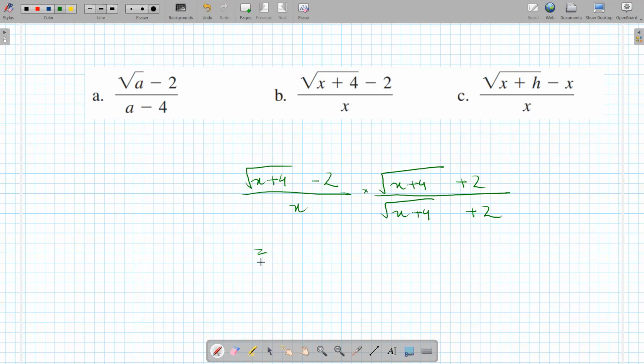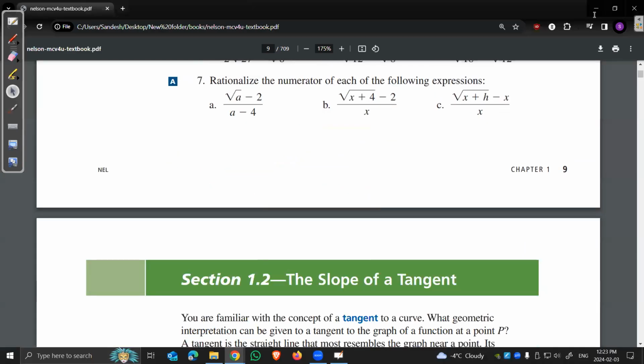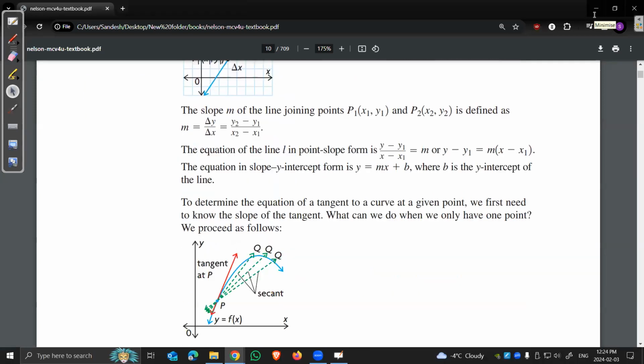X plus 4 minus 4. Yes, that's right. So you just get an x, and on the bottom you just have one term multiplying with two terms. So you'll just get this, and you're done. C is the exact same thing. For C, you would get x plus h minus x squared on the top, and on the bottom, again, if you multiplied it, you'll get something like this. That makes sense?